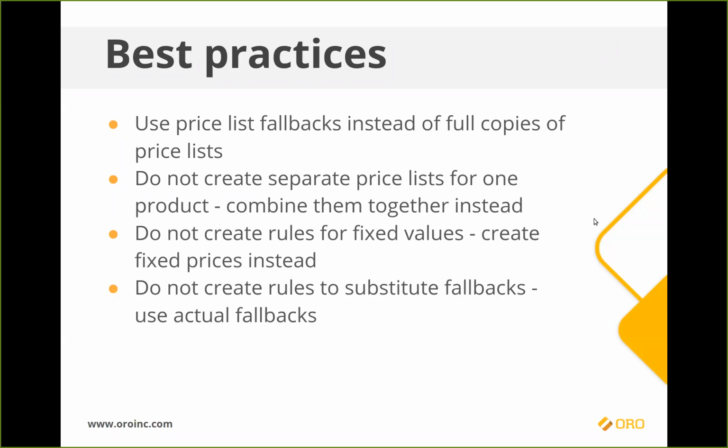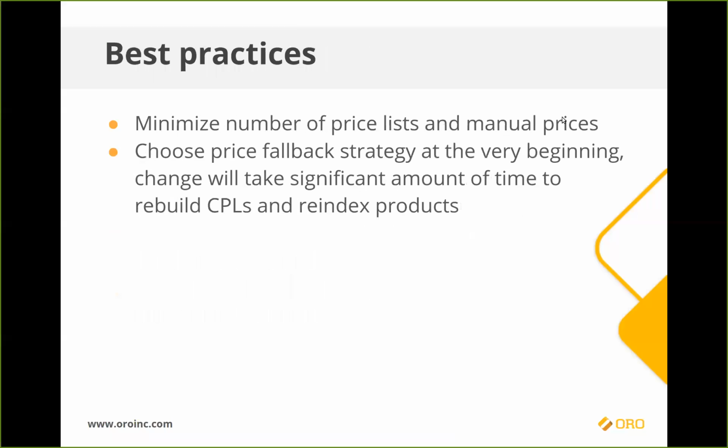So if you have lots and lots of price lists and lots of prices, which is a common use case for B2B, it's better to optimize them from the very beginning and not make such mistakes. Talking about the amount of prices, you have to minimize the number of price lists and manual prices as much as possible, because these price list tables are used to perform joins, and the bigger the tables you have, the bigger the joins will be. The more memory the database will need to work with it, the longer it will take for the application to process the prices and generate price lists.